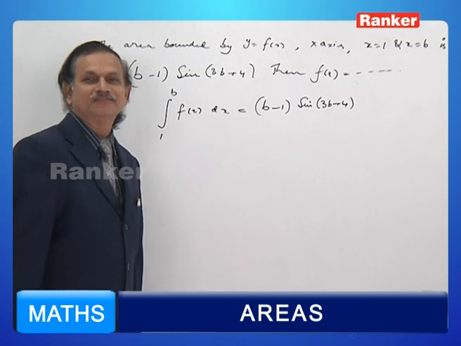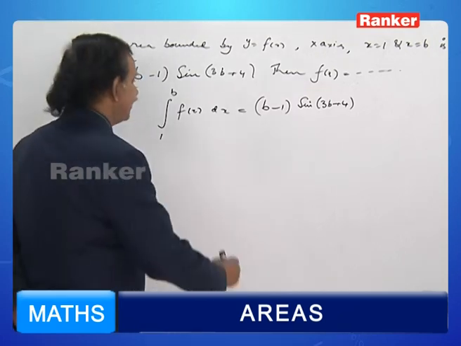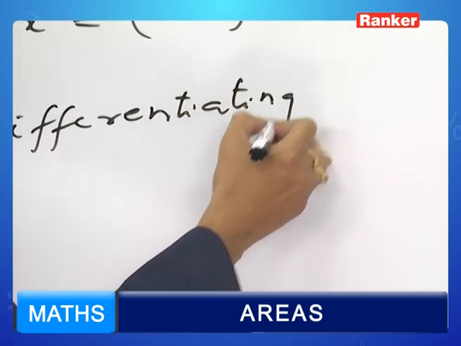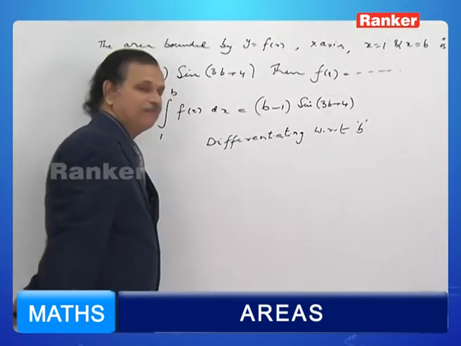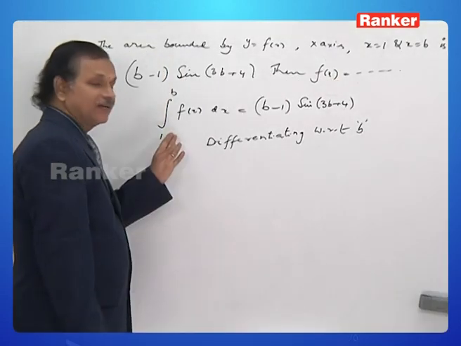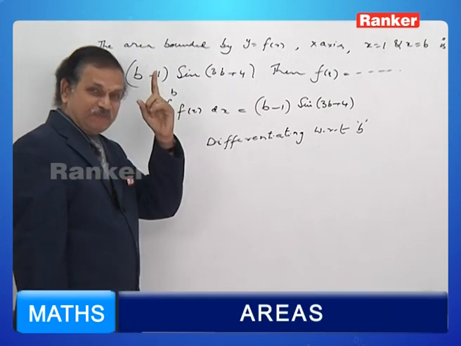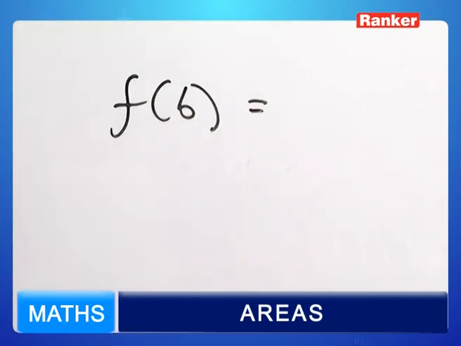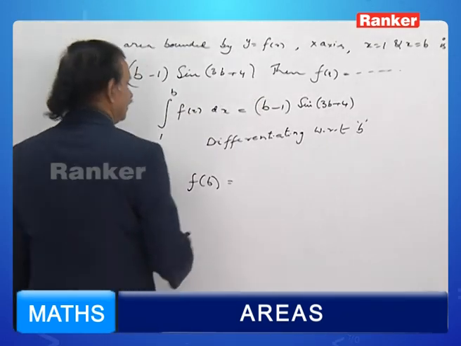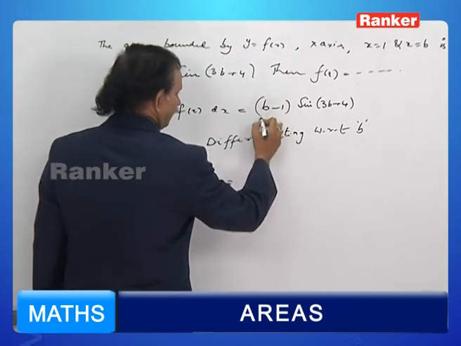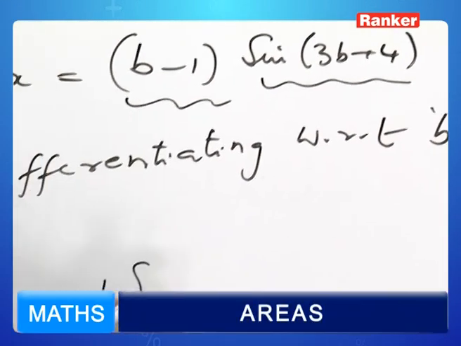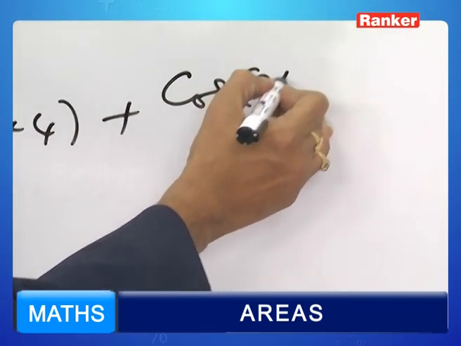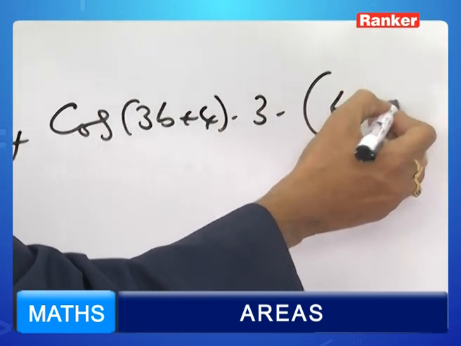Come on, friend. Tell me an idea. You think of differentiating with respect to b, treating b as the variable, on both the sides. Here, by making use of Leibniz's rule of differentiating a definite integral, this is nothing but f of b. Isn't it? f of b is equal to, come on, u v: u derivative into v plus v derivative, cos of 3b plus 4 into 3 into u, b minus 1.